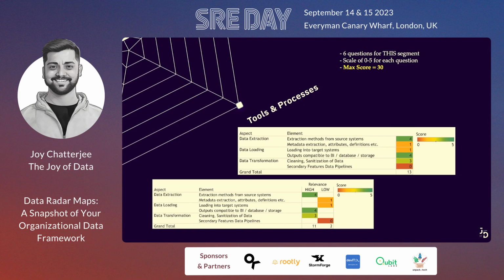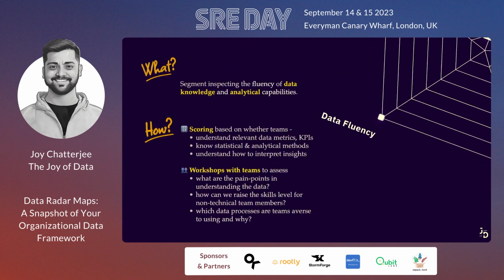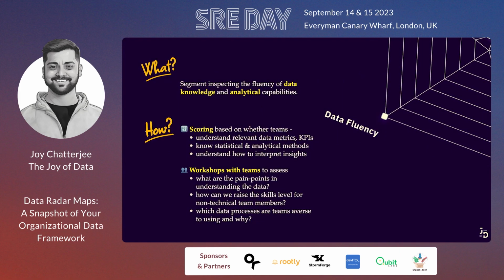Cool. Let's do a couple more. So data fluency is very important. You want the people who are using and building the data to actually know what they're working with and what that is about. So what we really score them on here is how well they understand the metrics and KPIs that these stakeholders, the people actually working with the data, use. Do you understand statistical and analytical methods? Because I can keep saying mean, median, etc., but do you understand why we're using those metrics? Are there any pain points there?